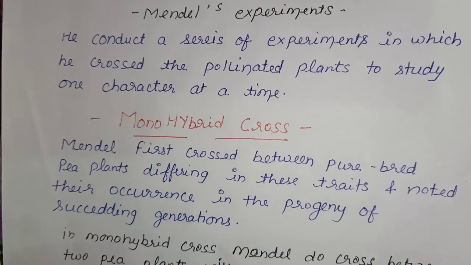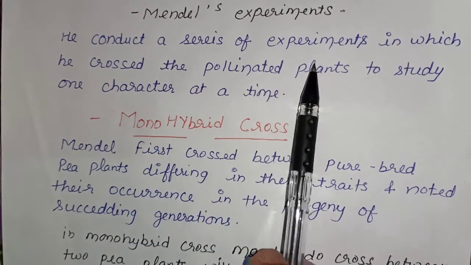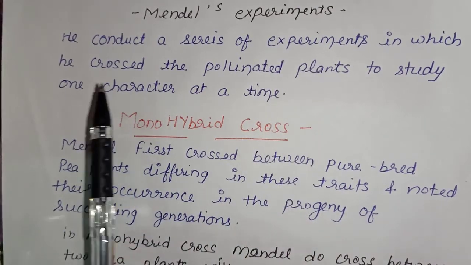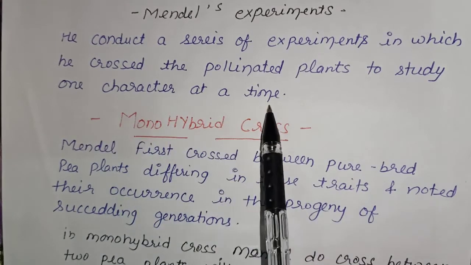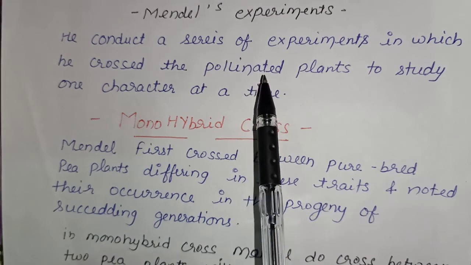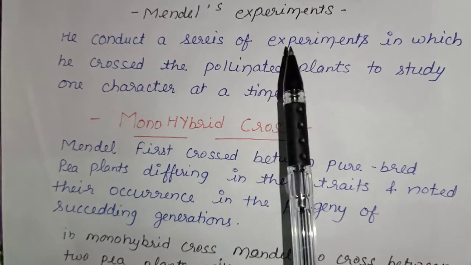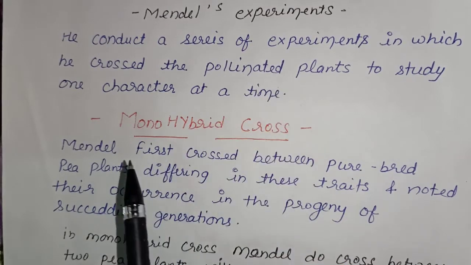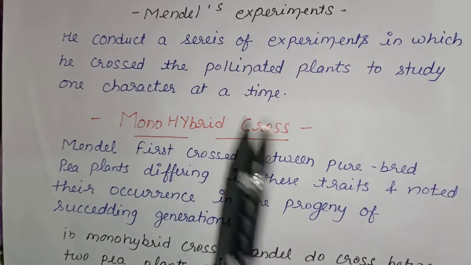Now, we discuss Mendel's experiment. He conducted a series of experiments in which he crossed pollinated plants to study one character at a time. Here we discuss pollination. Pollination means transfer of pollen grain from anther to stigma of the same flower or another flower. Now, the first cross experiment is monohybrid cross.